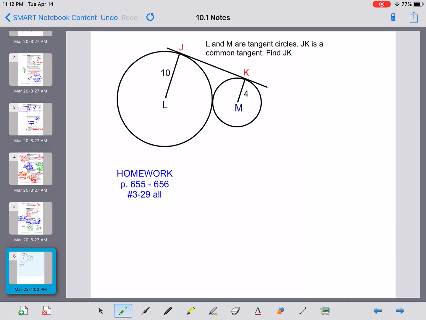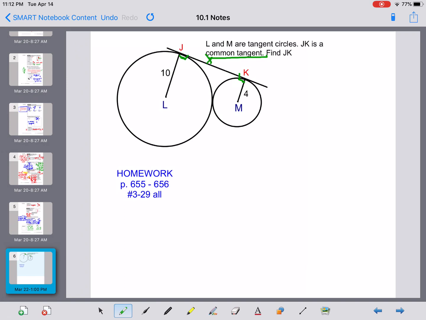Because it's a common tangent line, I'm going to go ahead right away and throw right angles on both of those, because we know that when the radius hits the tangent line, we make it perpendicular. Our job today is to find the length of JK. So from J to K, what is that length?